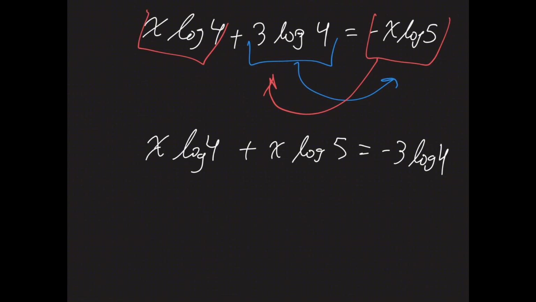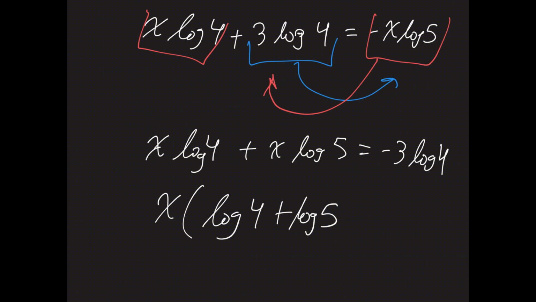Okay, so now what I'm going to do is use the distributive property to factor the left side of the equation. I can factor out the x like this: x times log of 4 plus log of 5, and that's going to equal minus 3 log of 4. There we go.